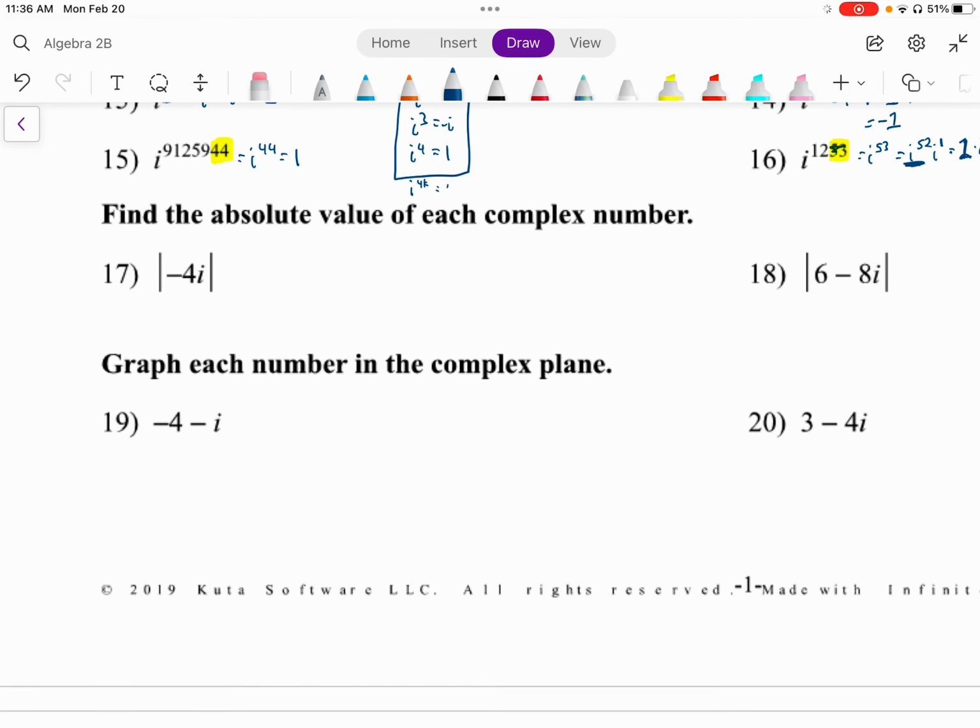For 17 and 18, we have to find the absolute value. Now we do have a little formula that says the absolute value of any complex number is always equal to the square root of a squared plus b squared. Notice we do not have an i in here. We just do the a and the b. b could be negative, although in this case it doesn't matter that much. Now, this formula always works, and we'll use it for number 18. But if we take the absolute value of what we call a pure imaginary number, the answer is just going to be the absolute value of this number, which is 4.